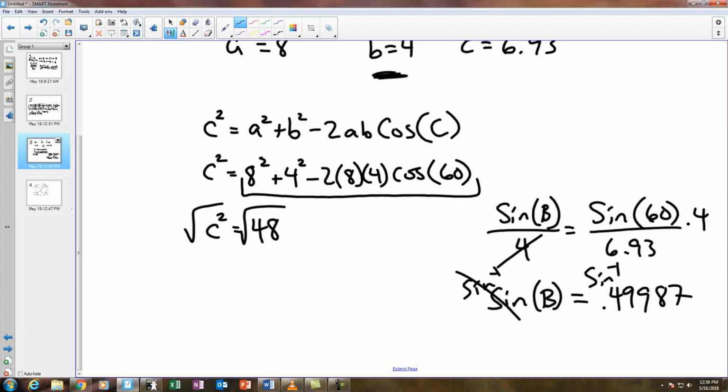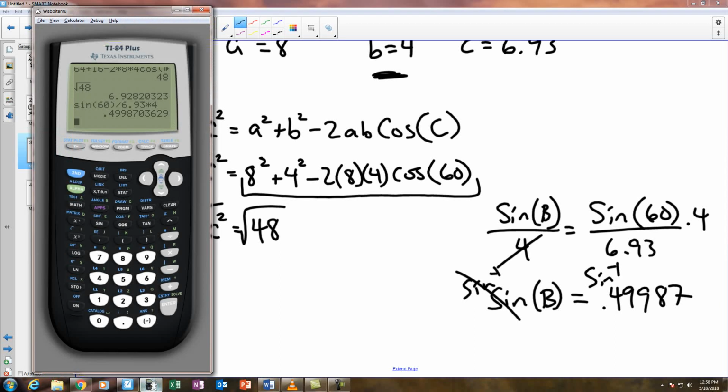Sine inverse. And if I do that, second sine, second answer, I get 29.99.